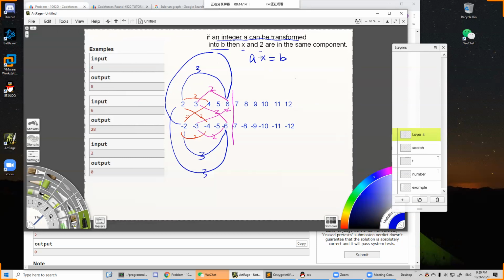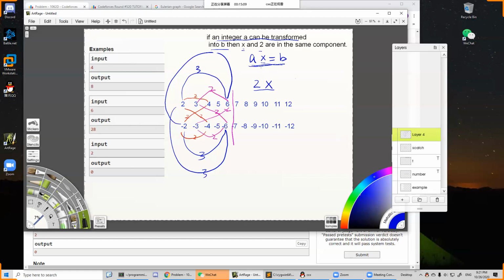So first, let's say we already make sure that this statement is true. Then what can we get from this statement? If we have this formula, and 2 and x are in the same component, that means A and B are in the same component, right? This means A and B are in the same component. And also, this means 2 and x are in the same component. And this also means x and a are in the same component, right?